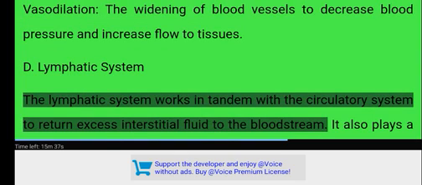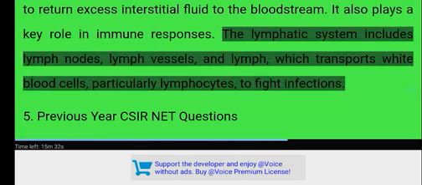D. Lymphatic system. The lymphatic system works in tandem with the circulatory system to return excess interstitial fluid to the bloodstream. It also plays a key role in immune responses. The lymphatic system includes lymph nodes, lymph vessels, and lymph, which transports white blood cells, particularly lymphocytes, to fight infections.